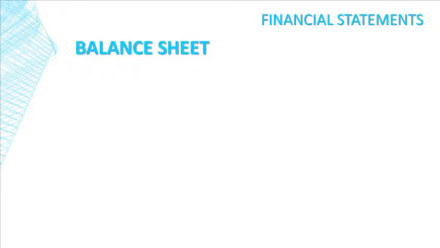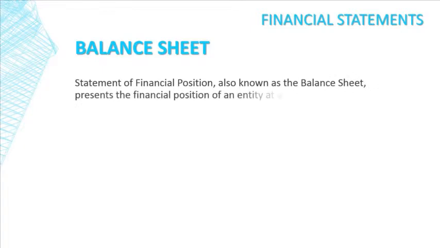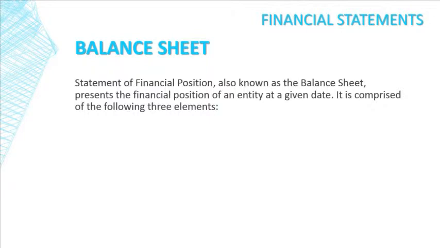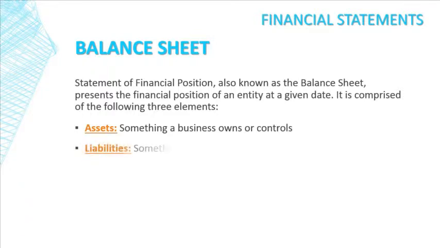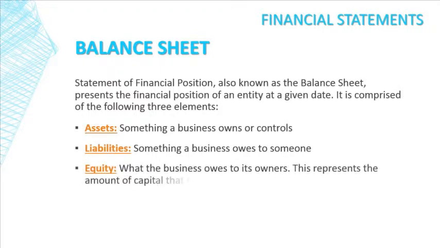Balance sheet. The statement of financial position, also known as the balance sheet, presents the financial position of an entity at a given date. It is comprised of the following three elements. The assets. These are something a business owns or controls. Examples are cash, inventory, plant, and machinery. The liabilities. These are something a business owes to someone. Examples are creditors and bank loans. The equity. This is what the business owes to its owners.